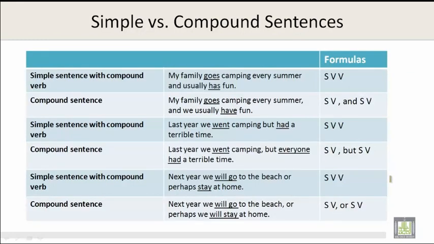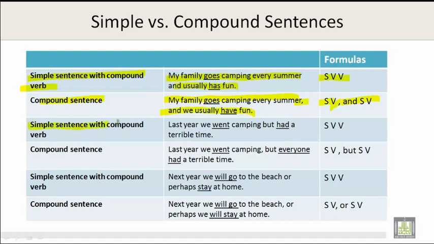Simple versus compound sentences. Let's take a look at the examples. We have a simple sentence with a compound verb. The formula for this is subject, verb, verb. Let's take a look. My family goes camping every summer and usually has fun. Next we have a compound sentence. The formula is subject, verb, comma, and subject, verb. Let's take a look. My family goes camping every summer, comma, and we usually have fun.